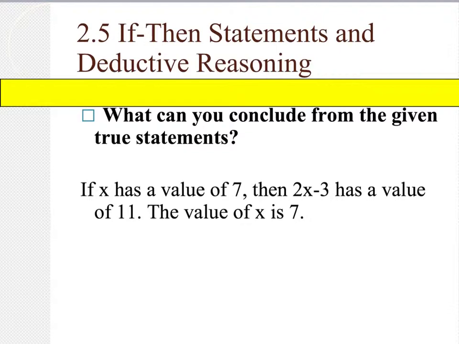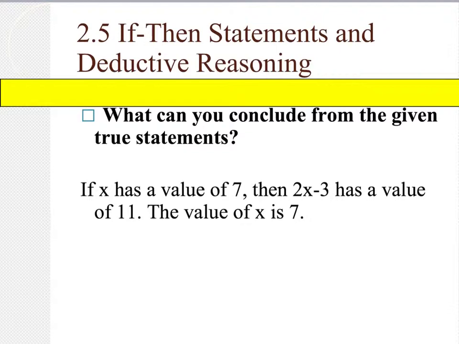Now, looking at this one, the question asks, what can you conclude from the given true statements? So here's the given statement. It says if x has a value of 7, then 2x minus 3 has a value of 11. And then they say the value of x is 7. So what can you conclude based on that first statement? Try this one now. Don't overthink it. What do you think?